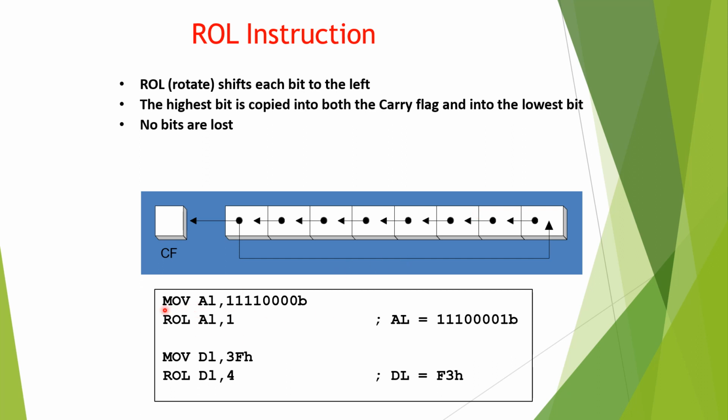So here you can see the example, MOV AL, 11001100B. The input data is in binary format. If you are going to left rotate the content of AL one time, here you can see the MSB 1 gets occupied in the LSB and the bits are moving one bit left. So it is called the rotate left instruction.